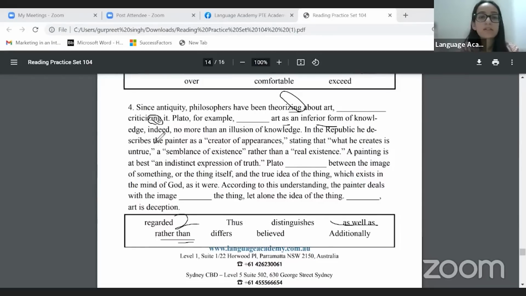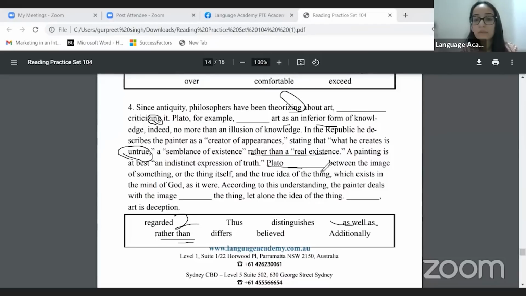In the Republic, he describes the painter as a creator of appearances, stating that what he creates is untrue, again negative, a semblance of existence rather than a real existence. So we again understand that he is kind of criticizing art, that it is not real, it is not true. A painting is at best an indistinct expression of truth. Plato dash between the image of something or the thing itself and the true idea of the thing which exists in the mind of God, as it were.